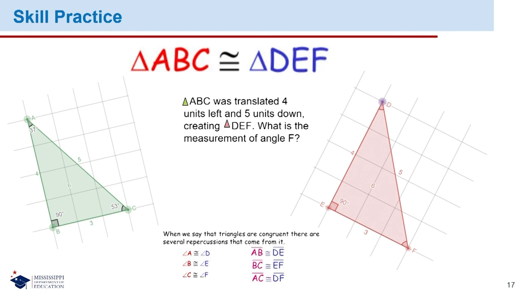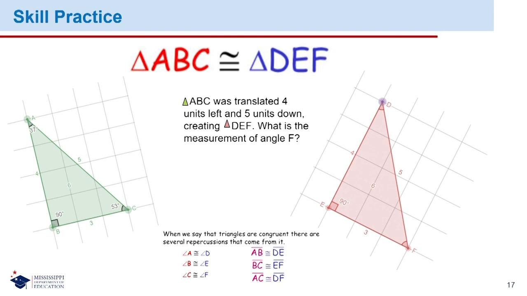Let's look at some skill practice. Here I have triangle ABC translated 4 units left and 5 units down, creating triangle DEF. What is the measurement of angle F? Well, let's look at this.